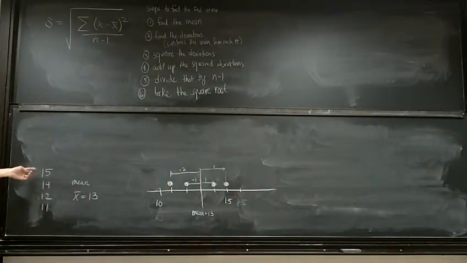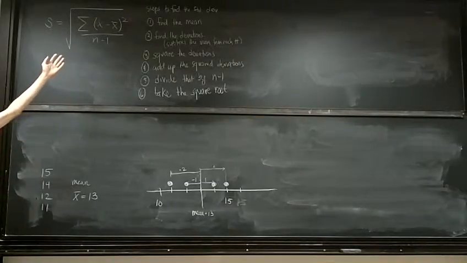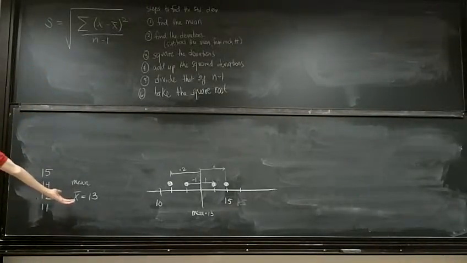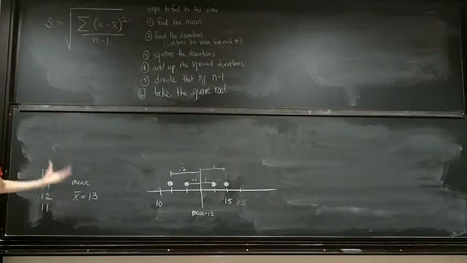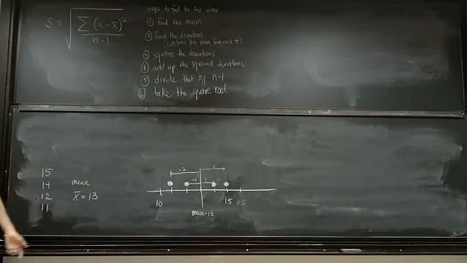Alright, so if these are my four numbers, 15, 14, 12, and 11. These are the ages of four children in some family. Our first step is to find the mean. We found the mean and we got 13. You add up four numbers, you divide by four, you get the mean 13.